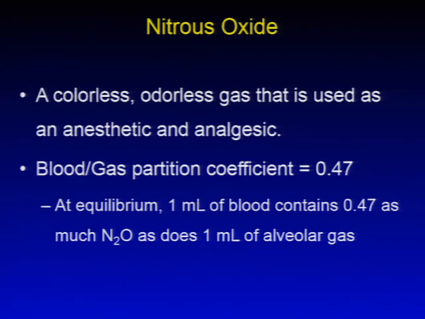So we are talking about nitrous oxide. What is this? This is a colorless, odorless gas that is used as an anesthetic and analgesic. And the blood gas partition coefficient is 0.47, which is one of the lowest blood solubilities. Which means that at equilibrium, 1 liter of blood contains 0.47 cc of nitrous oxide.